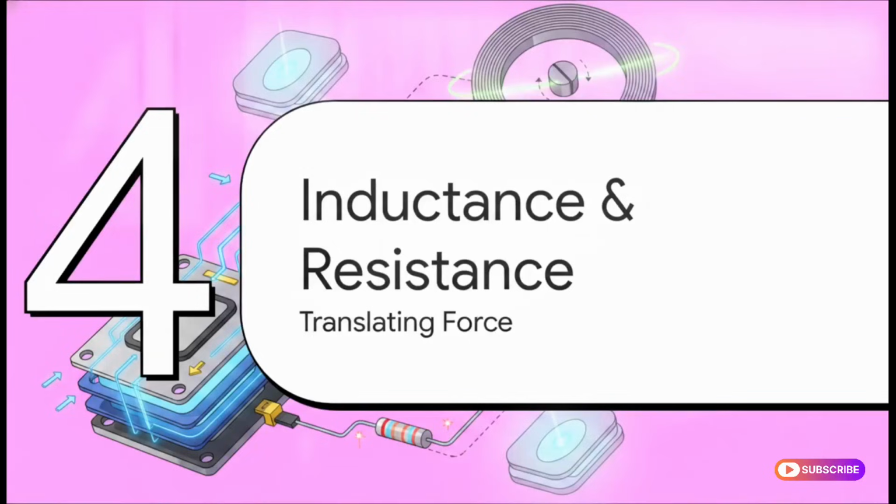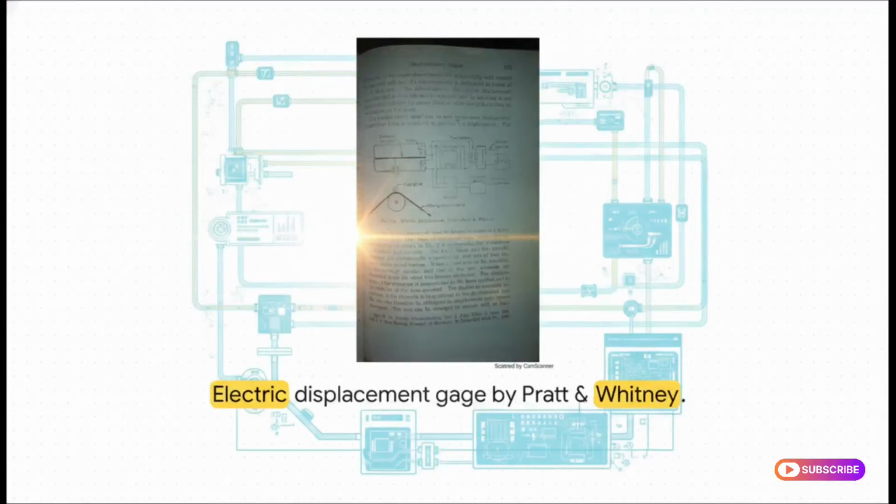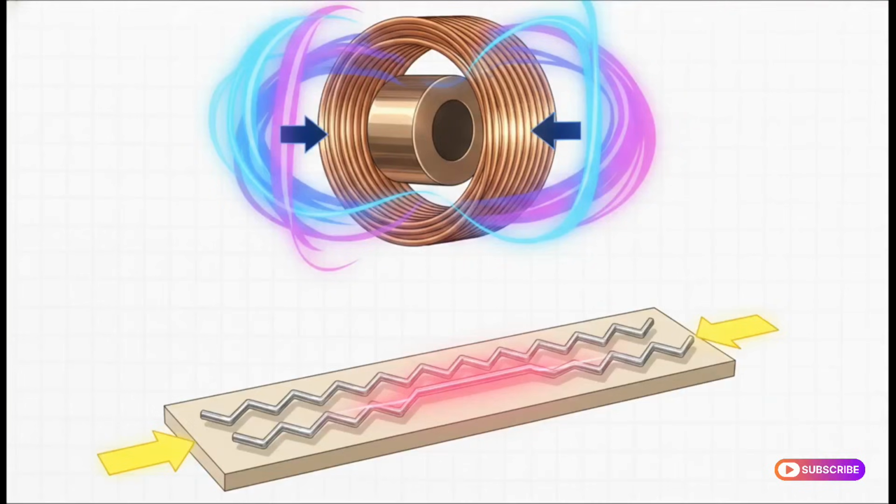Jumping into Section 4, inductance and resistance methods. So how do we get incredible precision for truly microscopic displacements? Well, this electric displacement gauge from Pratt & Whitney is fascinating because it captures 2 critical concepts in one highly sophisticated setup. It shows us exactly how we can take microscopic physical movements caused by pressure and turn them into super accurate electrical readings on a microammeter. Let's break down exactly what's happening.